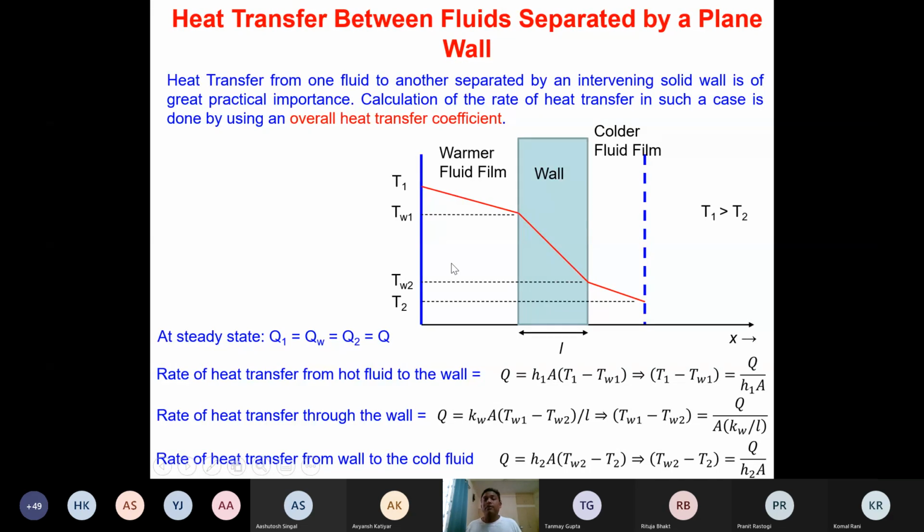That's it. If I have only a conduction resistance, then I am going to use only Fourier's law of conduction for this particular layer. When I have only the resistance present in this colder fluid film, then I am going to have only H2A delta T. But since in this case all three resistances are present, an overall heat transfer coefficient is used, which accounts for all three resistances together.